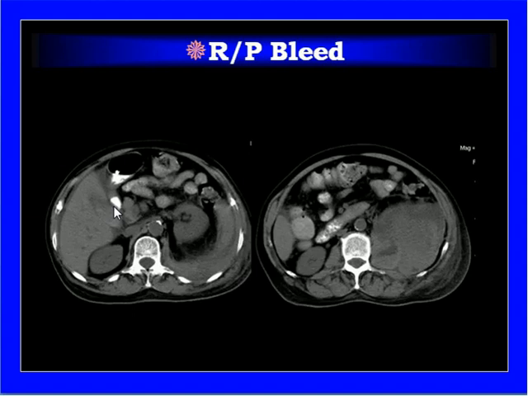This is a perirenal bleed or retroperitoneal bleed due to trauma to the left kidney. You can see the presence of blood in the left pararenal space.